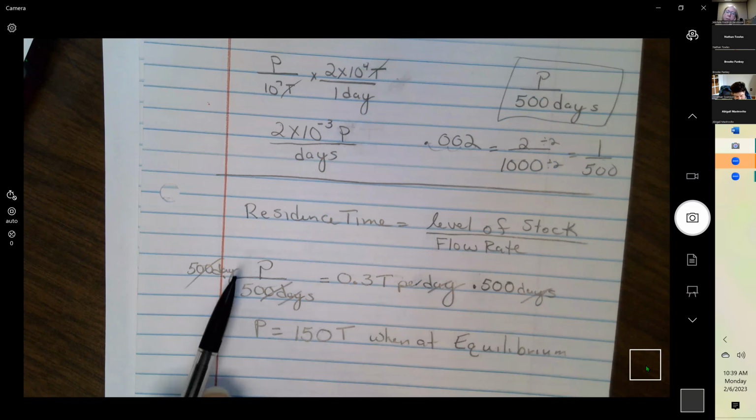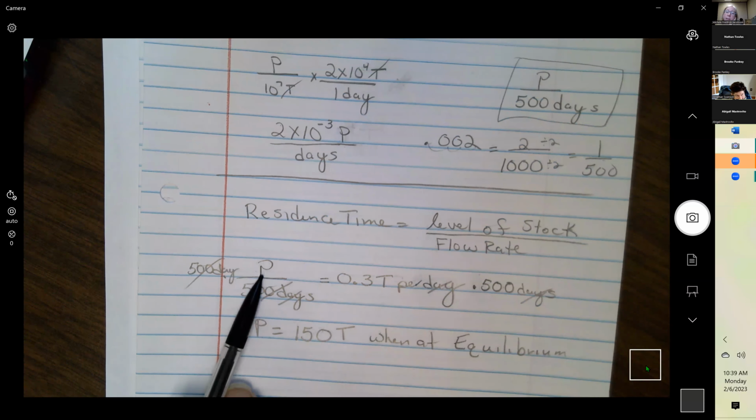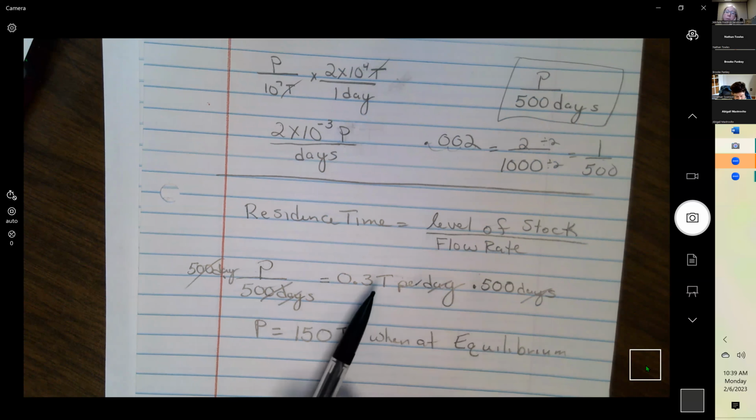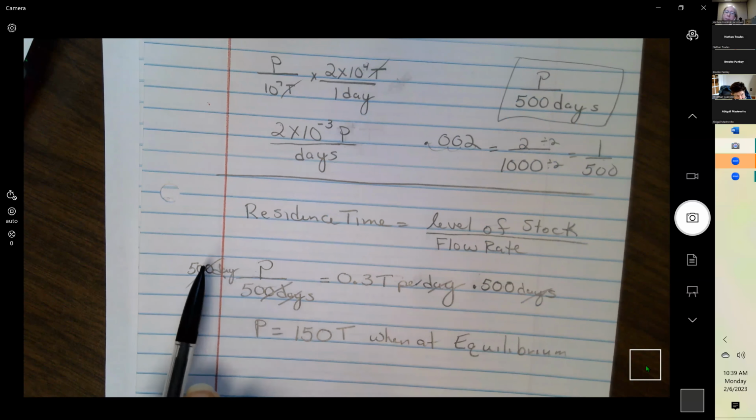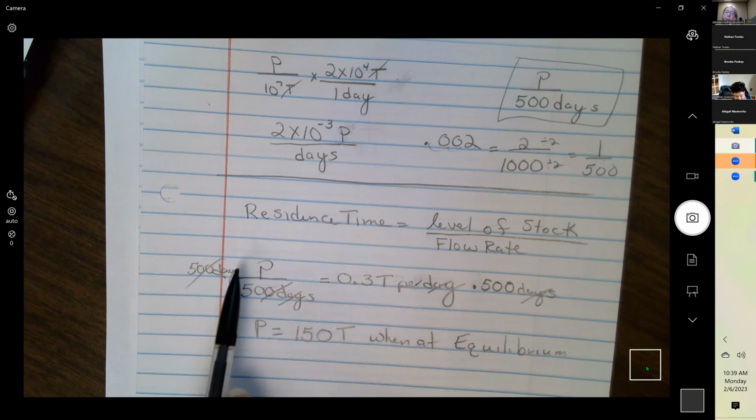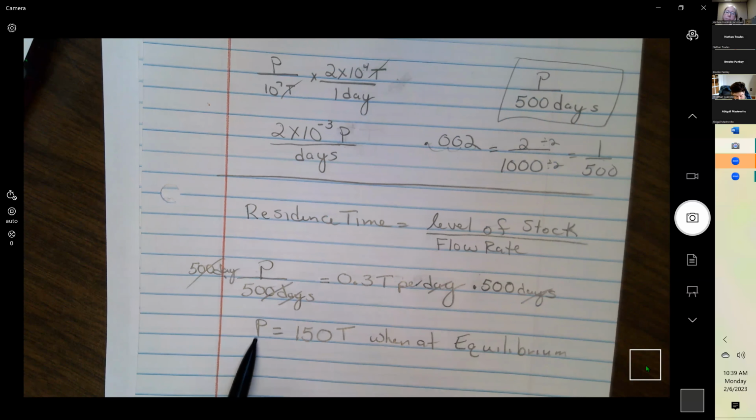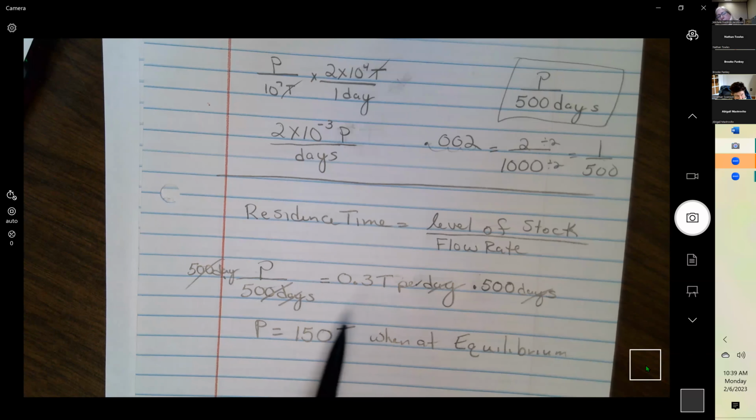Then to find out how much P is in the water when it's at an equilibrium, we know that this much is going out per day. So we set it equal to that. Multiply both sides by the 500 so that we get P by itself. So 150 tons of the pollutant is in the water when it's at an equilibrium. An equilibrium means the same amount coming in as going out. Any questions on that?